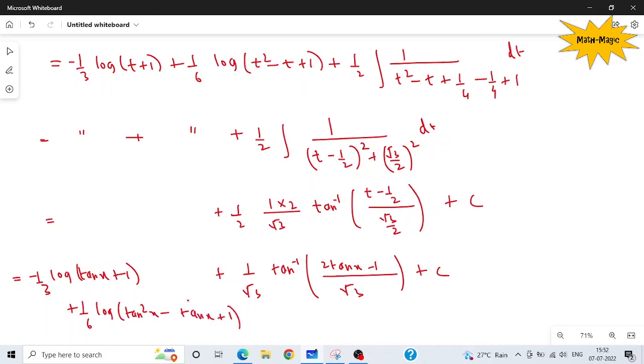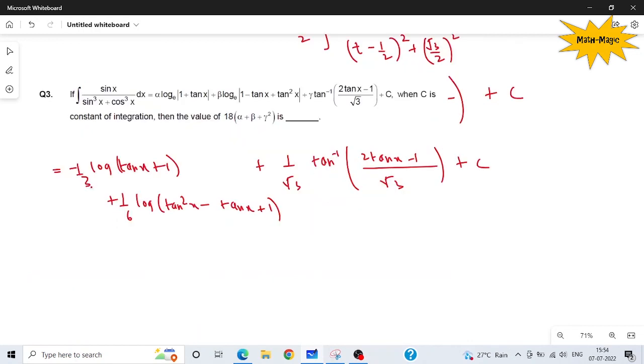Okay, now we have to compare this equation with the equation given in the question. So then we get the values of alpha, beta and gamma. So now we can compare our answer with the answer given in the question of the integral, and by comparison, we can get the values of alpha, beta and gamma. So we can see that alpha value is minus 1 by 3, beta value is 1 by 6, and gamma value is 1 by square root of 3.